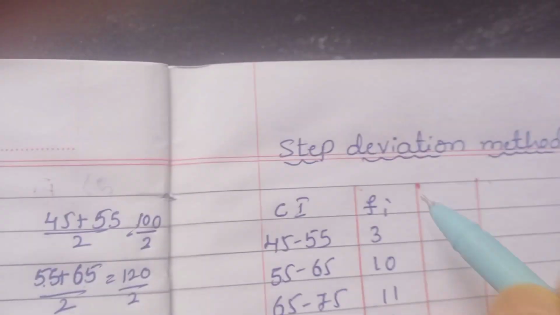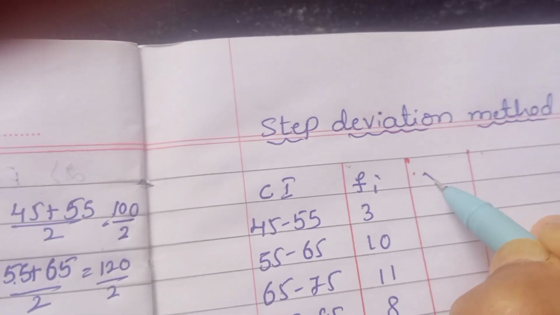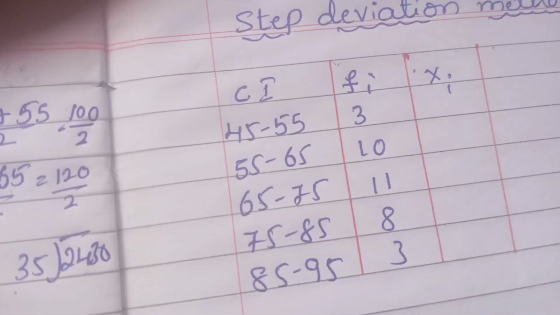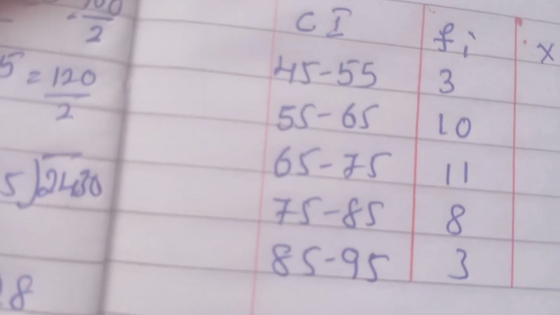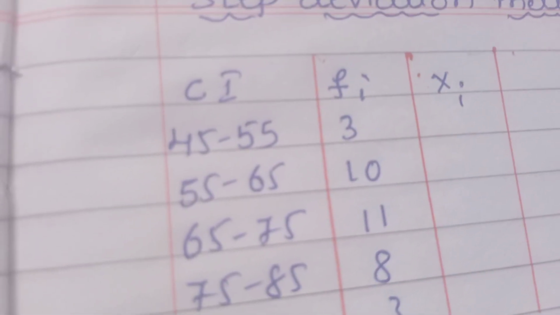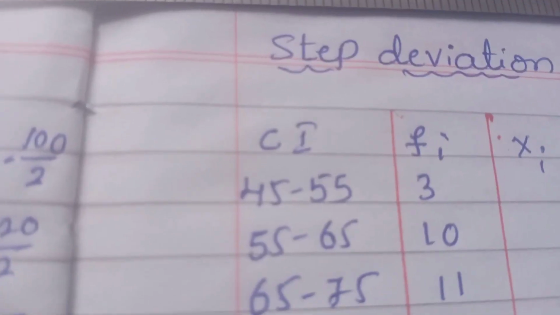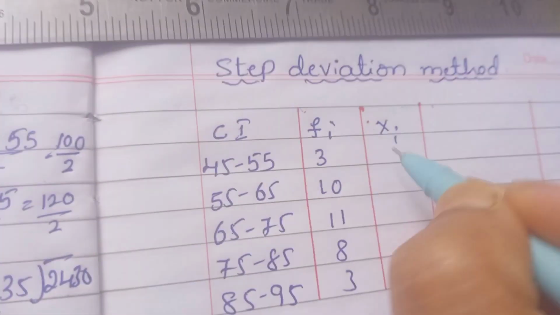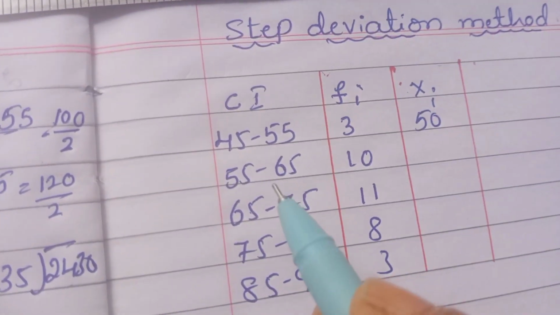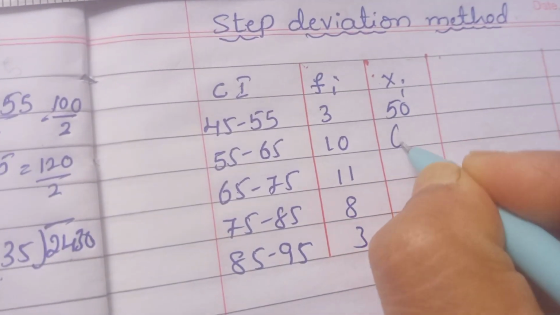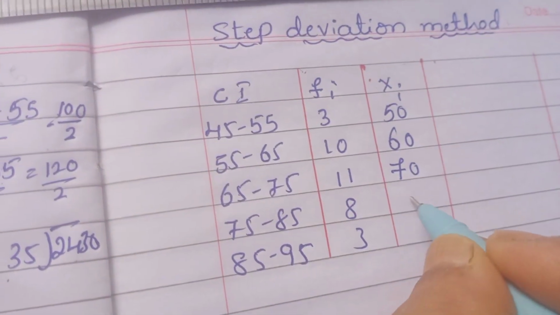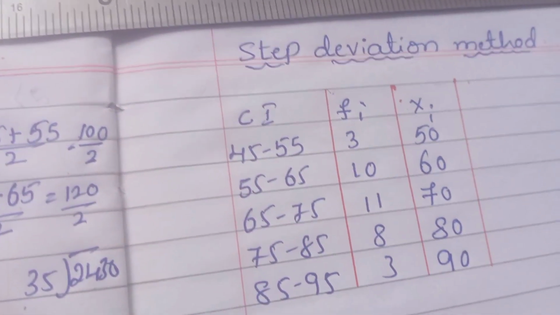Third method is step deviation method. First step is midpoint, already we know it is Xi. How to find the Xi? The average of the class limits. How to find the average? We know already. The average of 45 to 55: 100 divided by 2 is 50. Similarly, 55 plus 65 is 120, 60, 70, 80, 90.